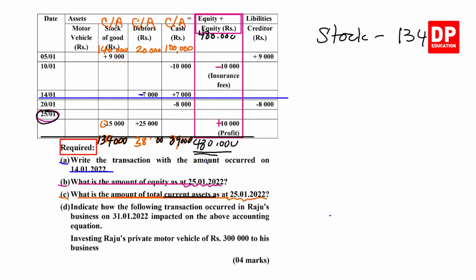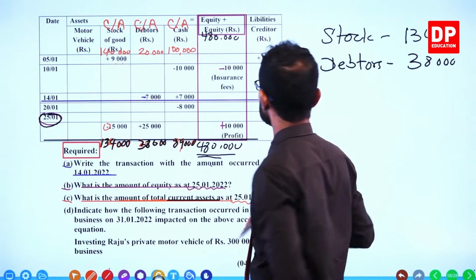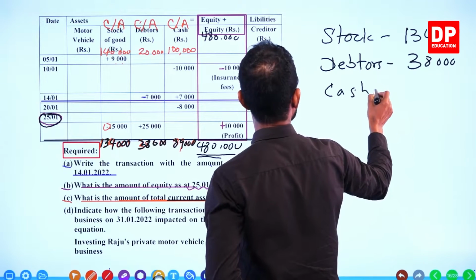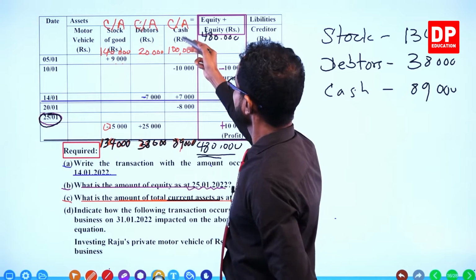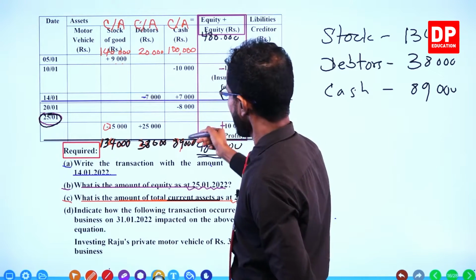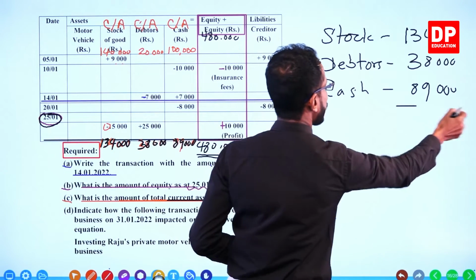38,000 is the debtors. Then cash, we have 89,000. Yeah, 89,000. Now it's just a matter of taking the total.